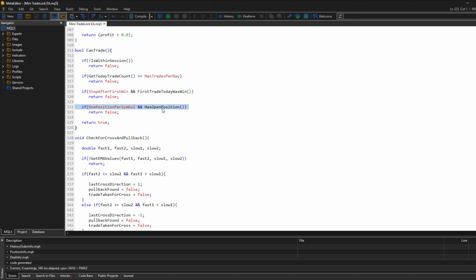Then if one position per symbol is enabled and there is already an open position, trading is blocked. And if all of those checks pass, we return true. So this function is the main gatekeeper before any trade can be placed.